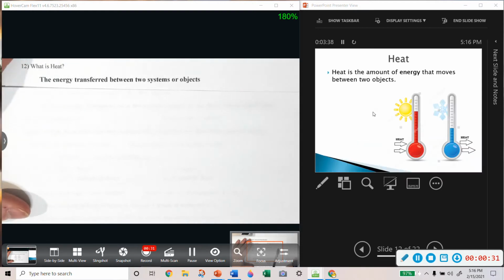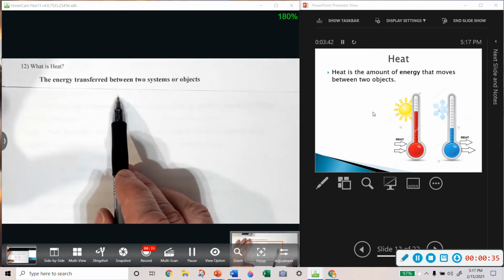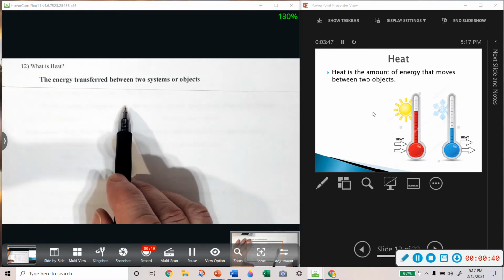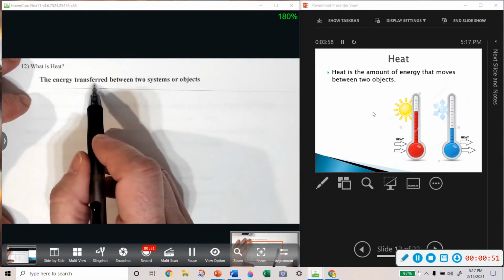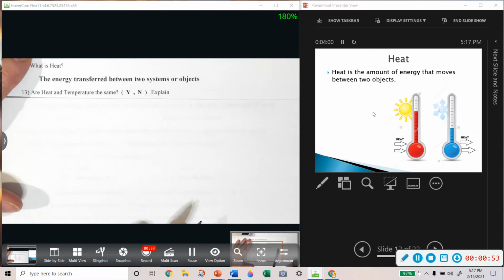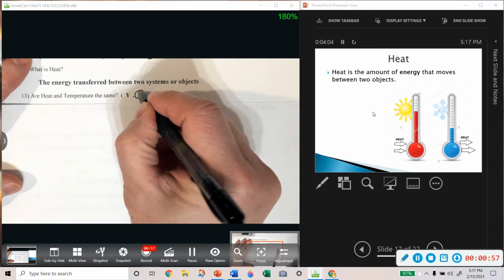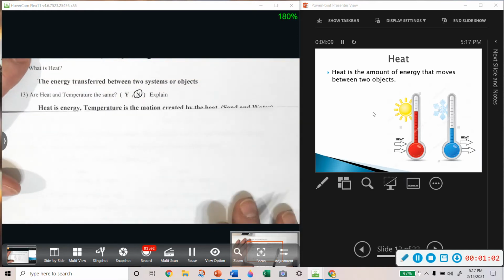So heat is defined as the amount of energy that moves between two objects. Okay, and so we know the sun. The sun is an object that puts off energy, heat, and it flows into the earth. So heat would become what comes from the sun. Okay, so it's the energy being transferred. Okay, are heat and temperature the same thing? And the answer is no. We see them, they're related, but they are not the same thing, okay?